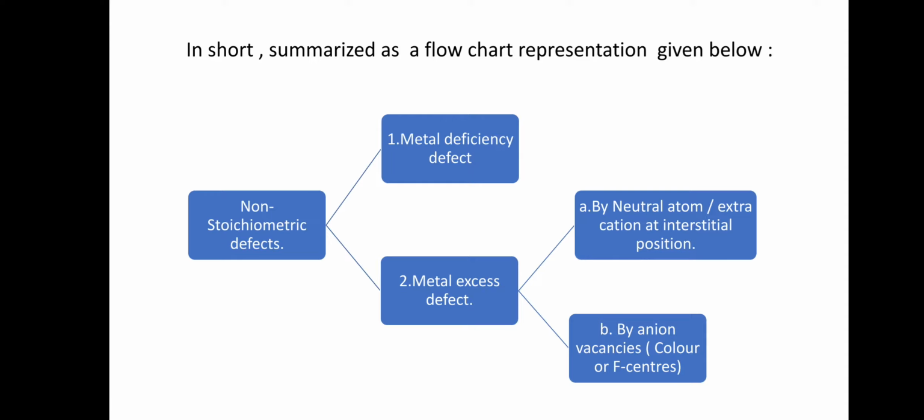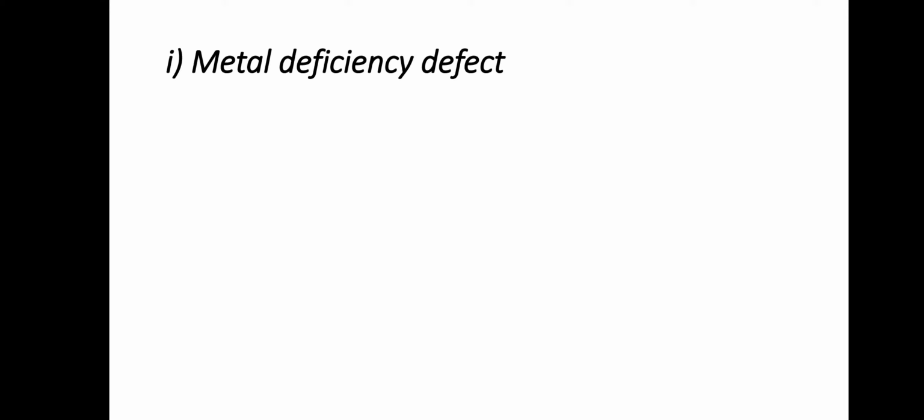Now, let us see this in detail. Before that, let's summarize with the flow chart. As we know, non-stoichiometric defect is divided into two types, metal deficiency defect and metal excess defect. Metal excess defect is divided into two further types: an excess of metal, which is a neutral atom or an extra cation in the interstitial position, or an anion vacancy, which is also called F centers.